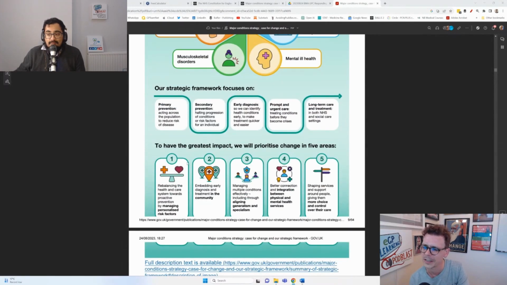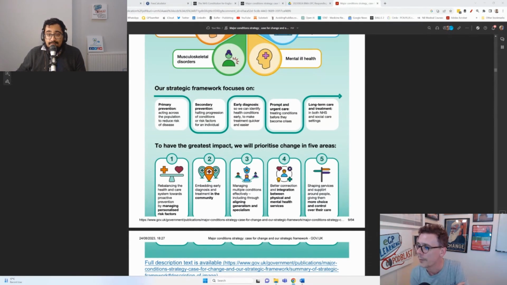A lot of overlap between these, isn't there? But embedding early diagnosis and treatment in the community, managing multiple conditions effectively through aligning generalism and specialism. So it'd be interesting to see what that looks like. You do see work, don't you, trying to bring general practice closer to hospital specialists. I'm thinking about the share and learn things which are being done in Nottingham, and the primary secondary care interface. So I think ICS is already moving in this direction. Better connection and integration between physical and mental health services, but that would be good.